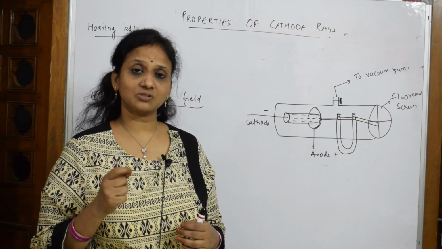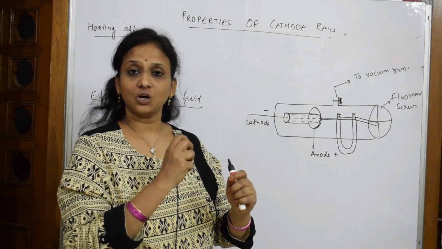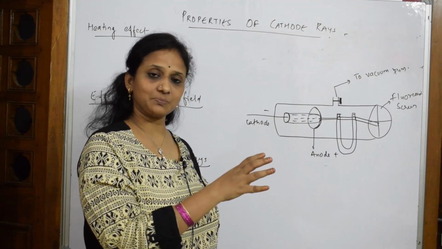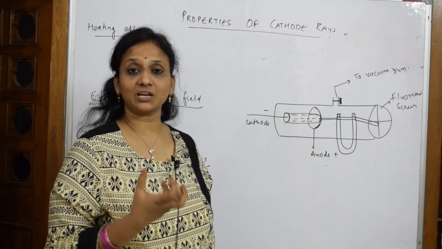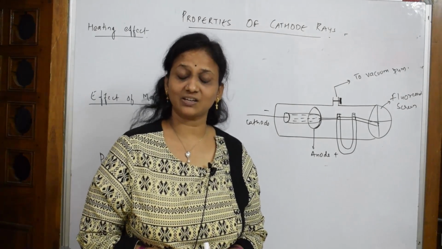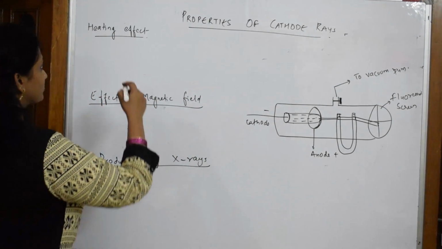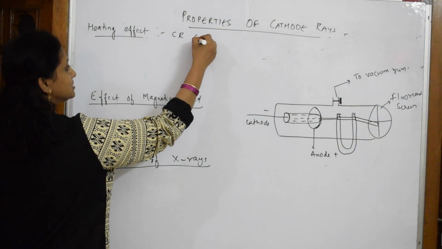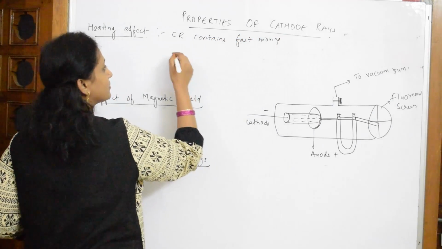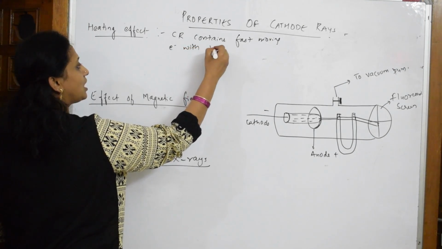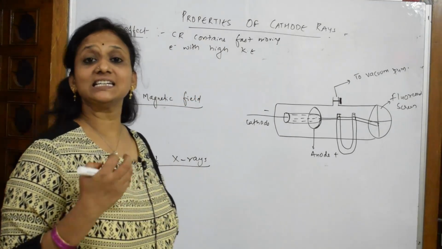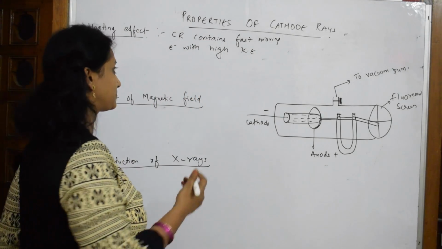So when this electron or this fast moving cathode ray hits an object, what is it doing? As I said just now, it has high kinetic energy, and once it hits that particular material, it starts heating up that material because of its high kinetic energy. So what should I write? Heating effect of cathode rays. We can easily say that cathode ray contains fast moving electrons with high kinetic energy. When it hits a particular material, what does it do? It starts heating up the material. So it shows the heating effect.